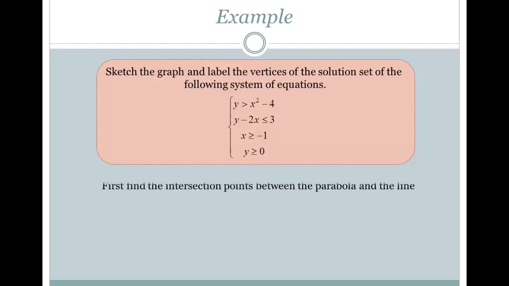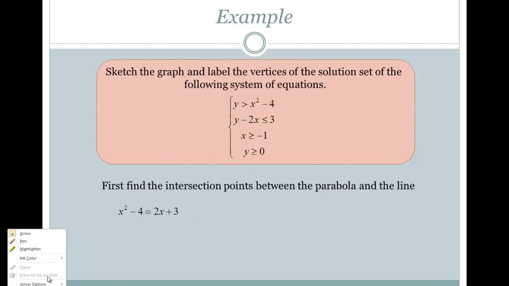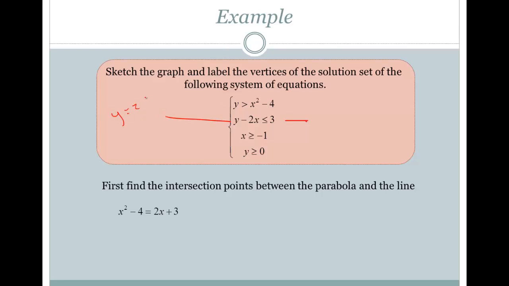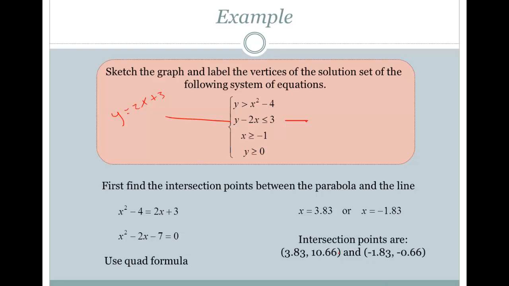The first step I want to do is find the intersection points between the parabola and the line. Now we know how to do that. We basically want to set those two things equal to each other. Remember, I can rewrite this line right here as y is equal to 2x plus 3. I set those two equal to each other. What you guys should remember is I bring all the terms to one side, like that. At this point, it's not factorable, so if I can't factor it, I want to use the quadratic formula. If I do that, I'm going to get those intersection points right there. Alright, so our intersection points are 3.83 and 10.66, and negative 1.83 and negative 0.66, and we'll use those later on in the problem.